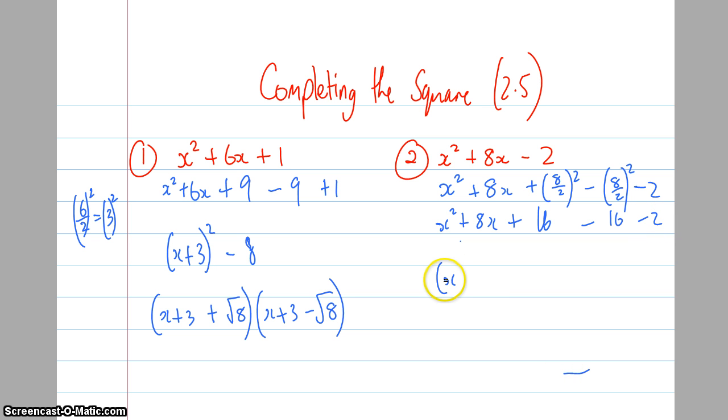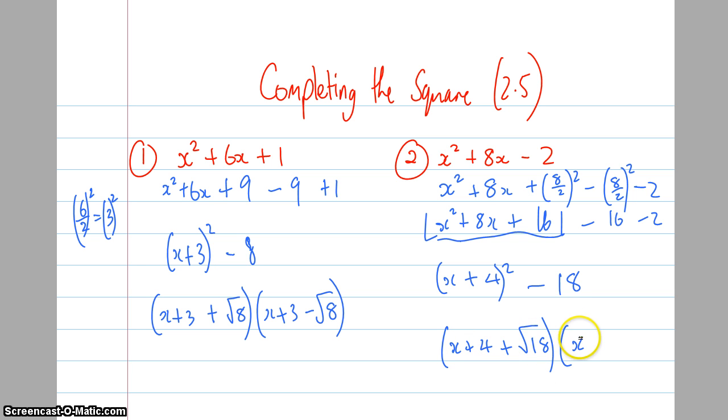That comes down to x plus 4 squared minus 18. Now just a little tip for you. Whatever this number is in this bracket, so 8 divided by 2, which is 4, will be the same number down here in this bracket. But you can just use the cross method on these. There's no reason that won't work. So in the end I get x plus 4 plus the square root of 18 and x plus 4 minus the square root of 18.